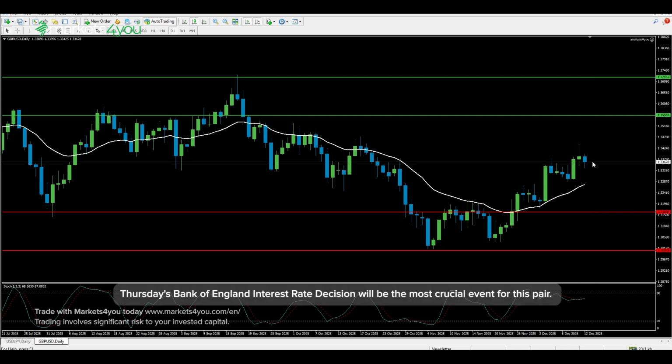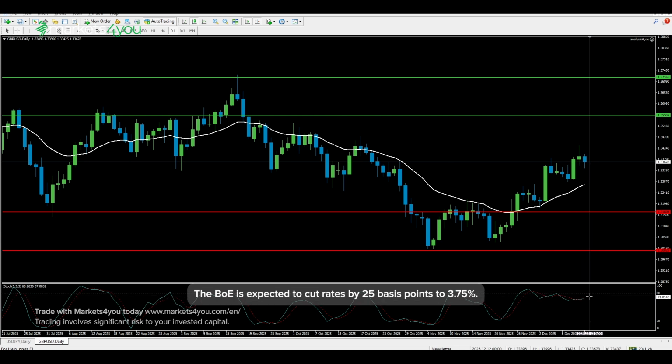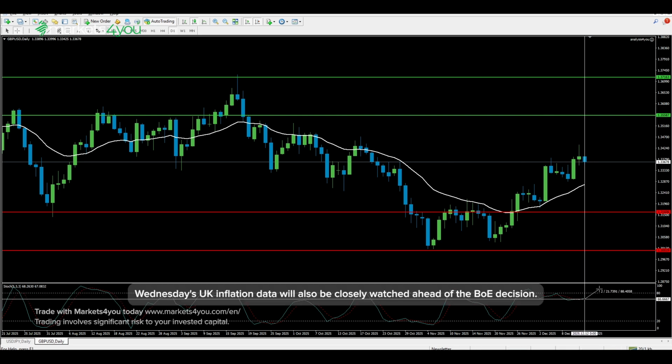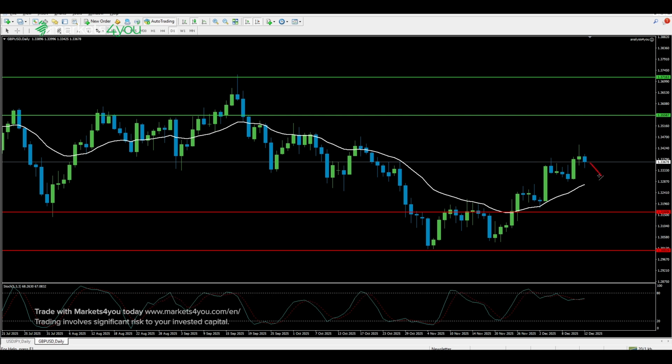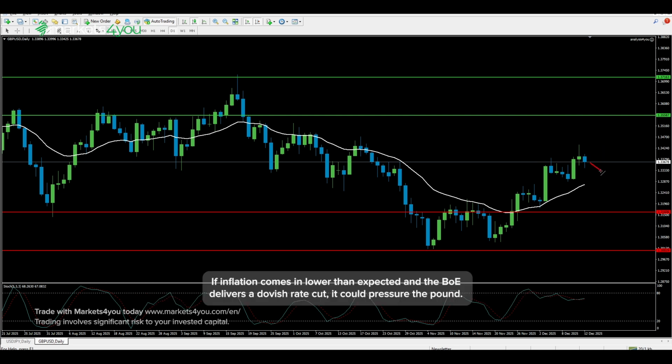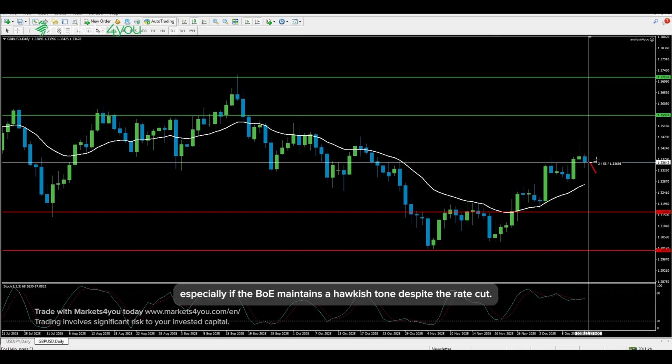Thursday's Bank of England interest rate decision will be the most crucial event for this pair. The BoE is expected to cut rates by 25 basis points to 3.75%. Wednesday's UK inflation data will also be closely watched ahead of the BoE decision. The inflation figures are expected to show a year-over-year rate of 3.4%, down from 3.6%. If inflation comes in lower than expected and the BoE delivers a dovish rate cut, it could pressure the pound. However, the current bullish technical setup suggests the pair has momentum to test the 1.3559 resistance level, especially if the BoE maintains a hawkish tone despite the rate cut.